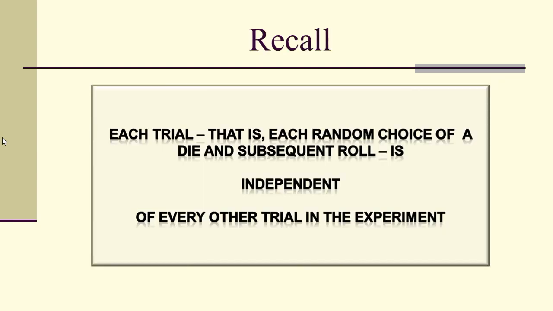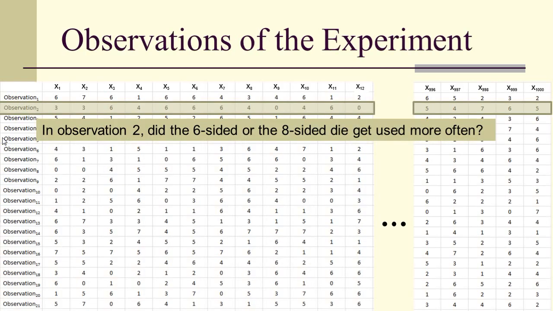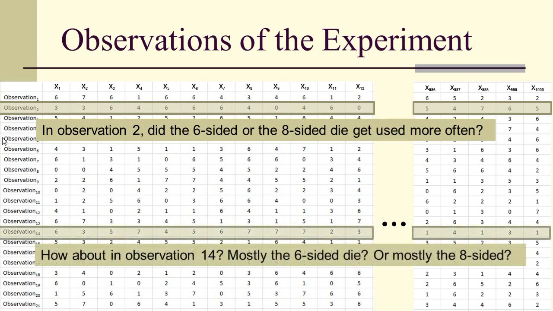Now, each trial is a random choice, and subsequently it's independent of every other trial. So suppose we have our observations. Notice all we have is the numbers. So in observation 2, was it the 6-sided die or the 8-sided die that was their favorite? What about in observation 14? Did they favor the 6-sided die or the 8-sided die?